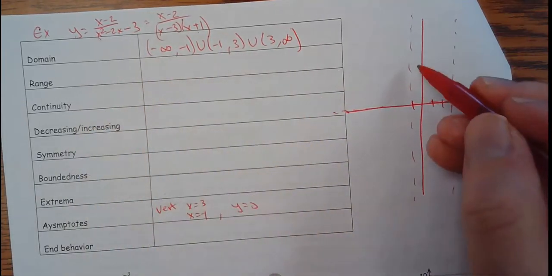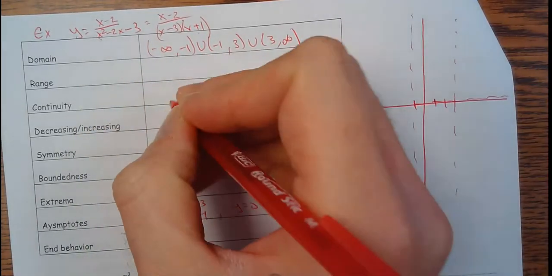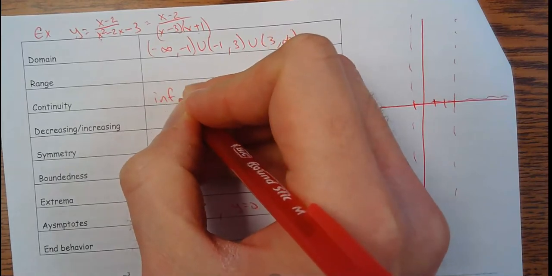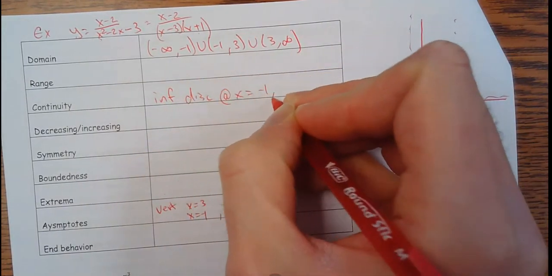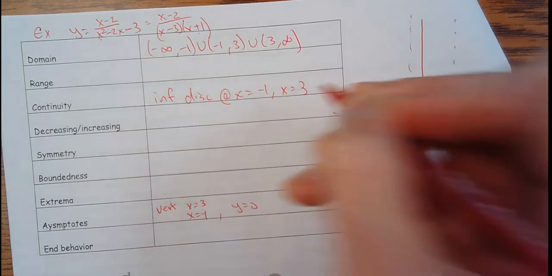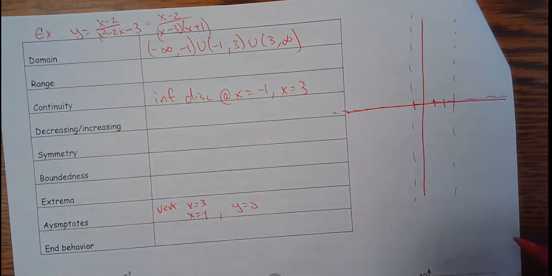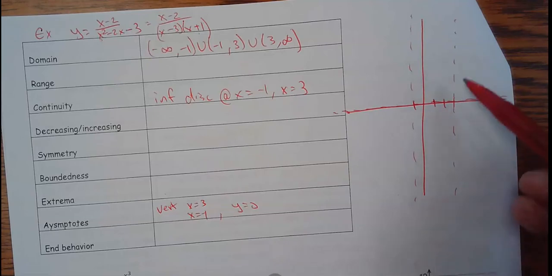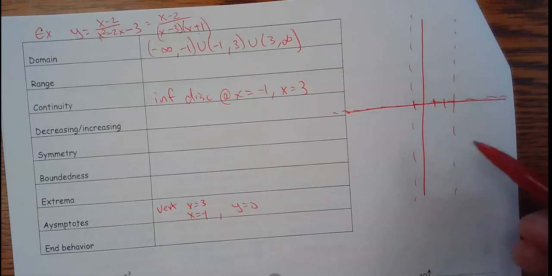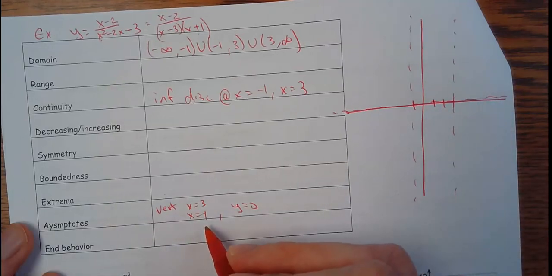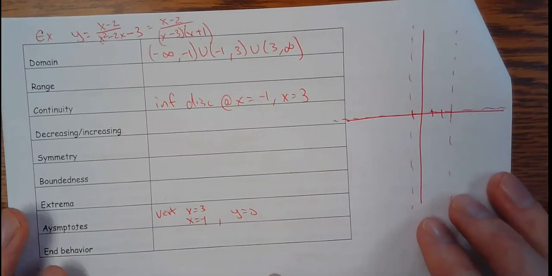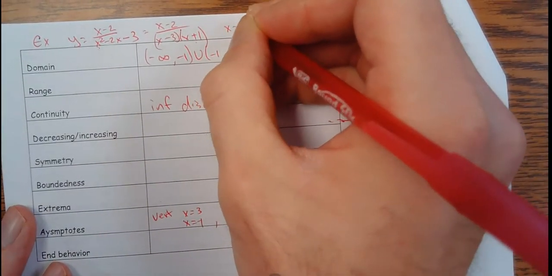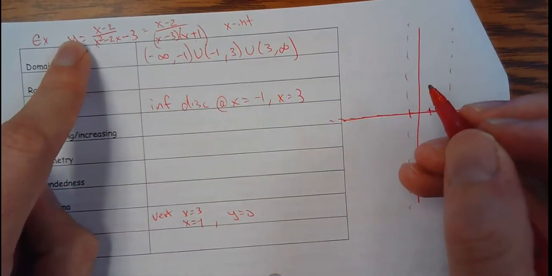Now the continuities, these guys are discontinuities, so there are infinite discontinuities at x equals negative 1 and x equals 3. Increasing, decreasing. Hold off on that for a second. We'll do some more work on that. Let's see here. It does not have my intercepts. I didn't ask for intercepts, but what are my x and y intercepts? Let's do x intercepts first. Plug 0 in for y.